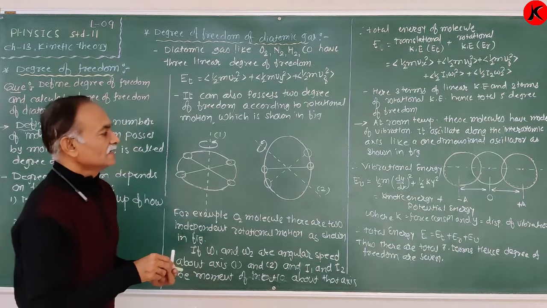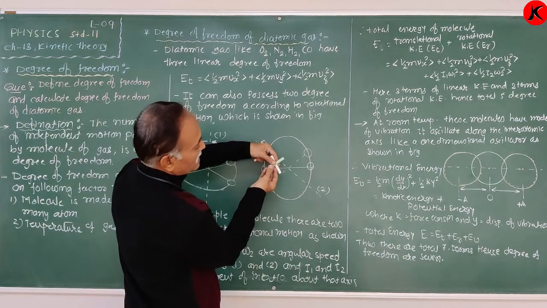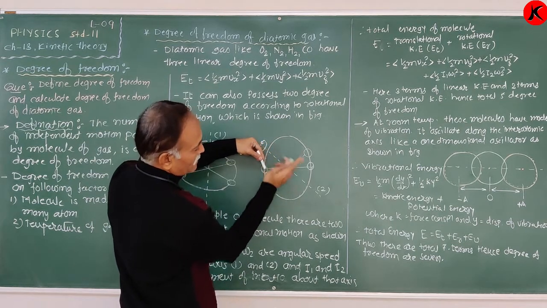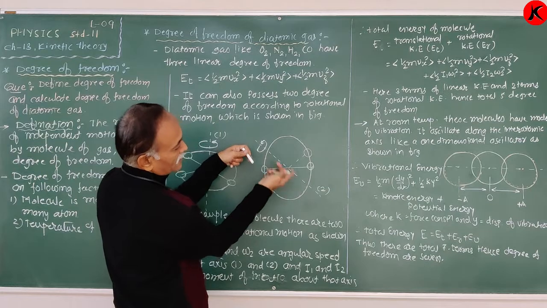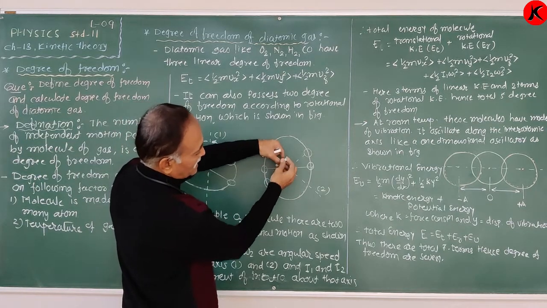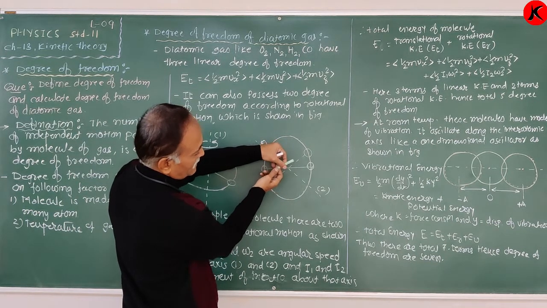And second, here the axis of rotation is this. The 2 atoms are like this, so it performs rotational motion in this way, about this axis. Right? Like this.